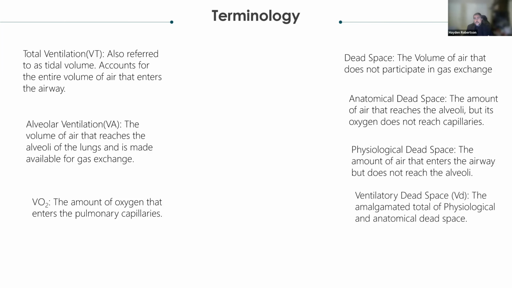And so what we'll see later is once air reaches the alveoli, our lungs are pretty darn efficient at getting that into the capillaries. So for the purposes of a lot of the quantifications and the equations that we see, physiological and anatomical dead space are consolidated because the effect on estimations from ruling out anatomical would be considered negligible. So we have just ventilatory dead space. That's the amalgamated total of physiological and anatomical.